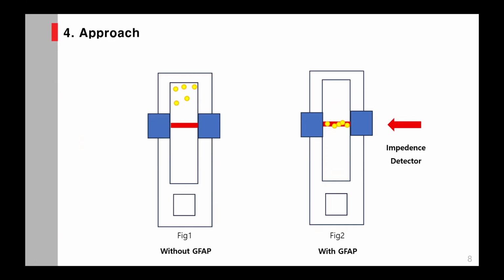This diagram illustrates our sensitivity enhancement strategy. In Figure 1, without GFAP, metal ions remain dispersed, resulting in high impedance. However, in Figure 2, with GFAP, the target protein captures gold nanoparticles on the test line. This forces metal ions to align between the electrodes, creating a low impedance path. Our detector captures this change, achieving much higher sensitivity than conventional LFA.